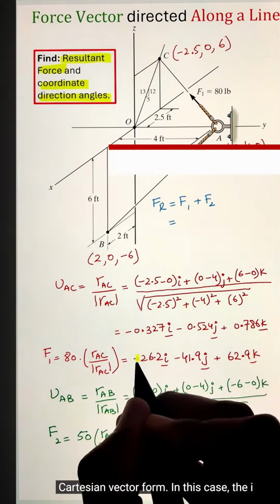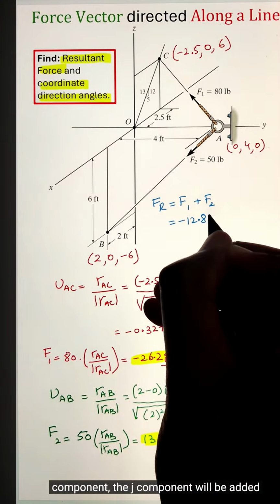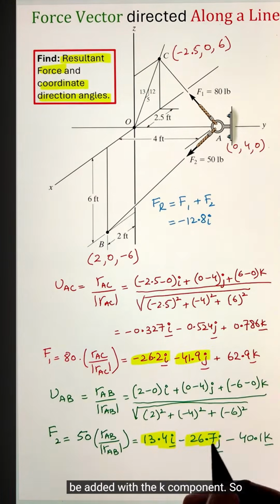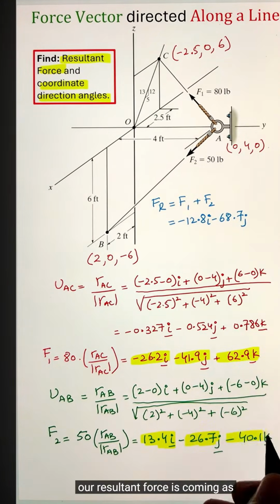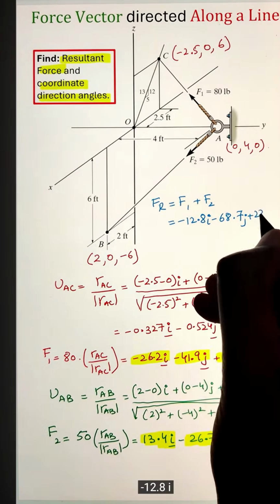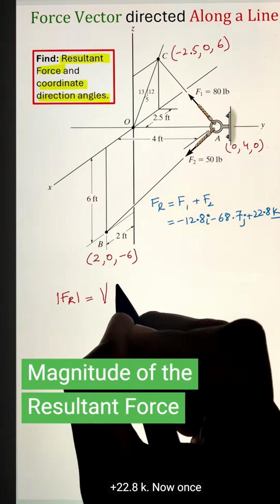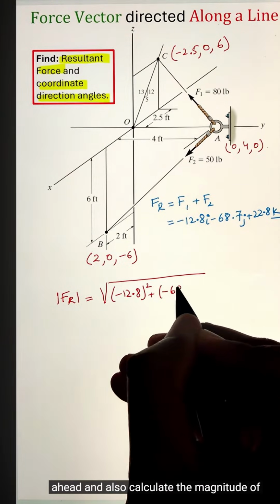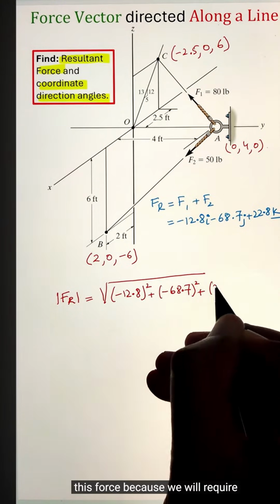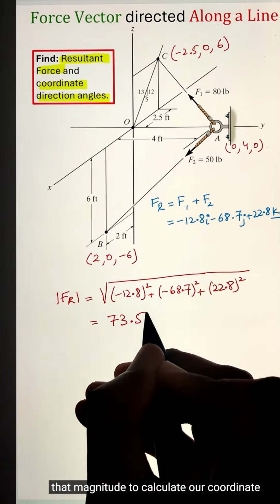In this case, the I component will be added with the I component, the J component will be added with the J component, and the K component will be added with the K component. So our resultant force is coming as negative 12.8 I, negative 68.7 J, and 22.8 K. Now once we have the Cartesian form, we can also calculate the magnitude of this force, because we will require that magnitude to calculate our coordinate angles.